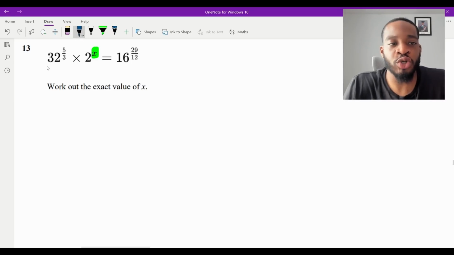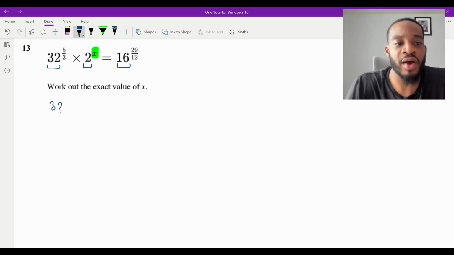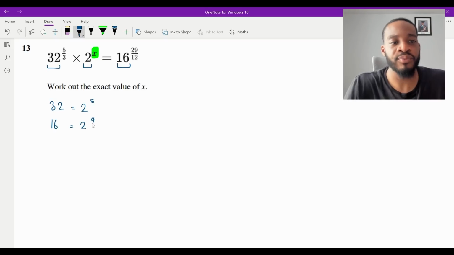Well, what you should notice is if you look at all of these bases here, you can rewrite all of them in terms of 2. The 2 is already in terms of 2, but that's what you want to do. You basically want to rewrite these. So 32 is the same as 2 to the power of what? It's the same as 2 to the power of 5, isn't it? And 16 will just be half of that, so it'll be 2 to the power of 4.